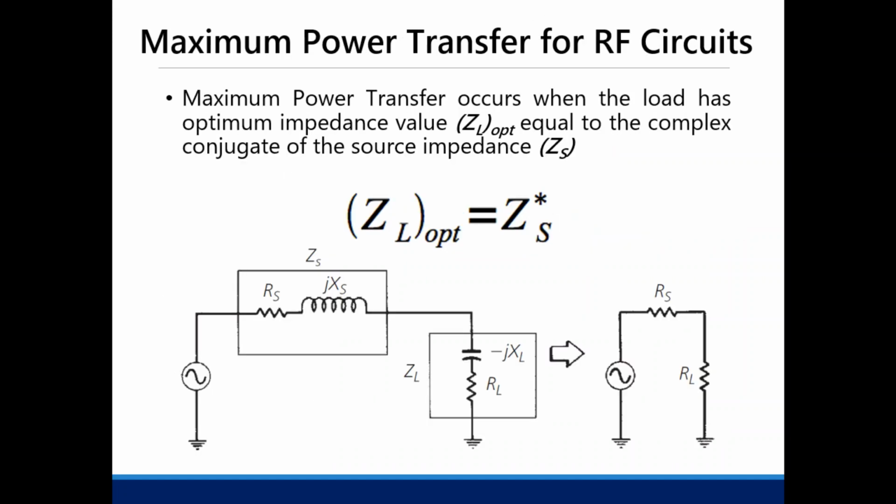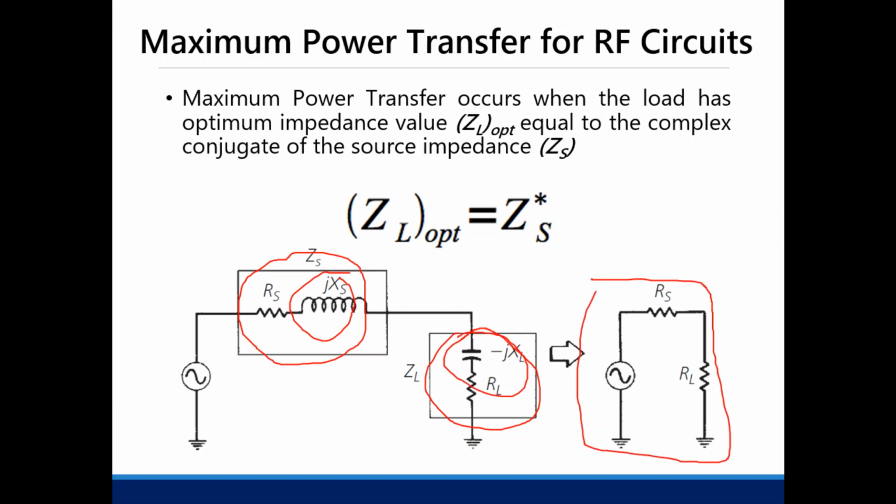So the maximum power transfer occurs not just for RF circuits but for circuits in general if your load impedance is equal to the conjugate of your source impedance. So this will result in this canceling out with this, and your circuit will be simply purely resistive, with resistances that are equal, which is needed for maximum power transfer.